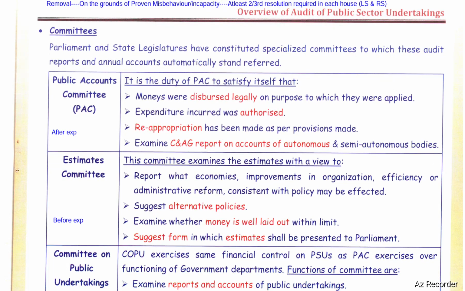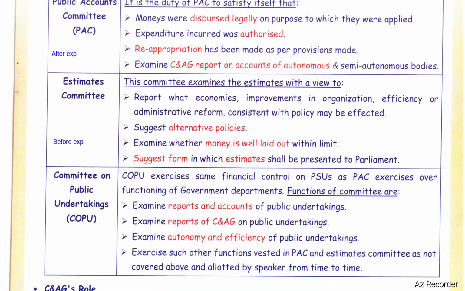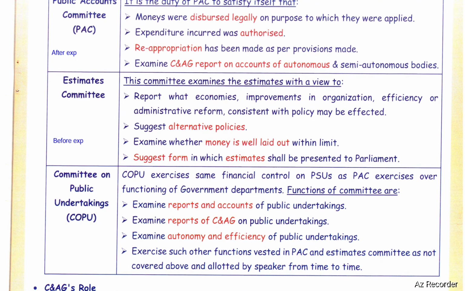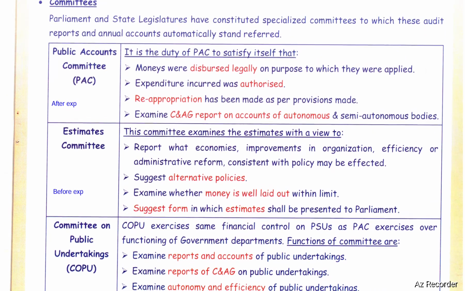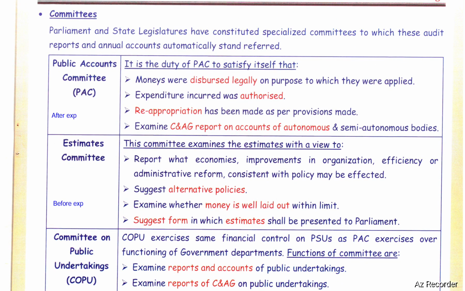Committees. For PSU audits, there are three types of committees. First one, Public Accounts Committee, PAC, Estimates Committee. Next, Committee on Public Undertakings, COPU. Parliament and state legislatures have constituted specialized committees to which these audit reports and annual accounts automatically stand referred.